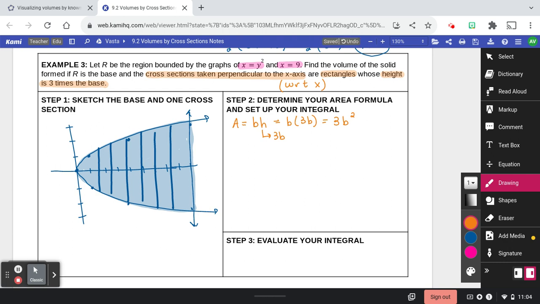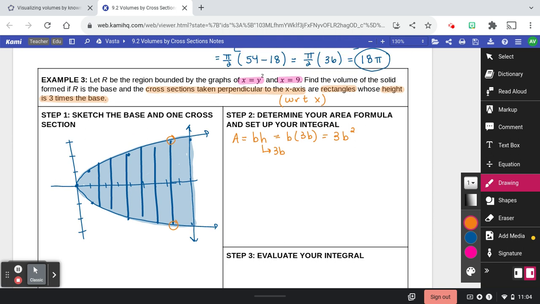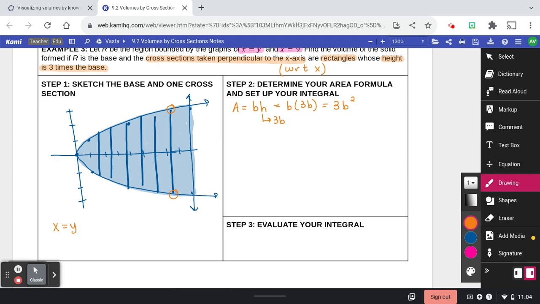Now, we want to figure out what b is in terms of this graph. The base of each of these rectangles is going to go from the top to the bottom here. So we need to have an equation for the top half of this and the bottom half of this, and everything needs to be in terms of x. In order to figure that out, I'm going to go back to x equals y squared. If I square root both sides, I get y equals plus or minus the square root of x. So the top half of this graph is y equals the square root of x, and the bottom half of this graph is y equals the negative square root of x. That means that each of the bases in this problem is going to be this top function, which is the square root of x, minus the bottom function, which is the negative square root of x, which gives me a total length for the base of 2 square roots of x.